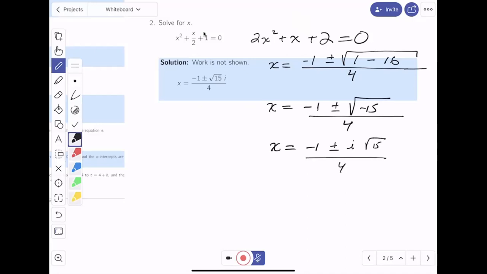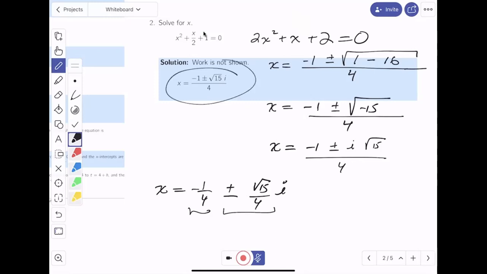If you're in WebAssign and they're asking you to write it in the a plus bi form, what you're going to do is write this down instead. x equals minus 1/4 plus or minus root 15 over 4 i. With the understanding that the a is minus 1/4, that's this over here, and the b is actually 2 different numbers, plus or minus root 15 over 4. All right, look at the key. The key clearly has that answer down for you to look at.